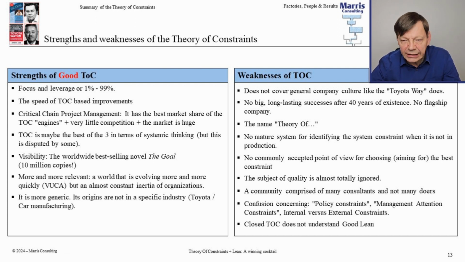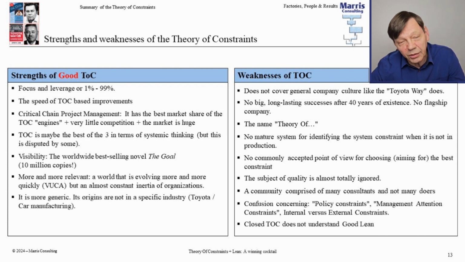The weaknesses of theory of constraints: it doesn't cover company culture. I know there's things said about that sort of question in the theory of constraints body of knowledge, but I don't believe it does it quite in the same way, as completely or as well as the Toyota Way, and so that's an advantage of lean and a weakness of TOC. There are no big, long-lasting successes after 40 years. The thing that keeps lean honoured is Toyota Motor Manufacturing, because it's still doing it after all these years, and it's still making cars and selling cars and so forth, whereas we don't have the equivalent in the world of theory of constraints. We don't have a flagship.